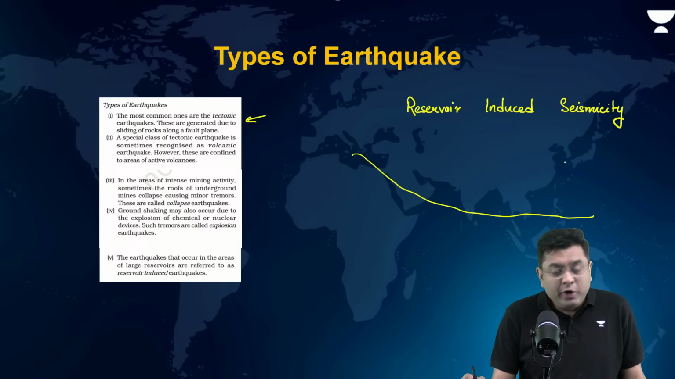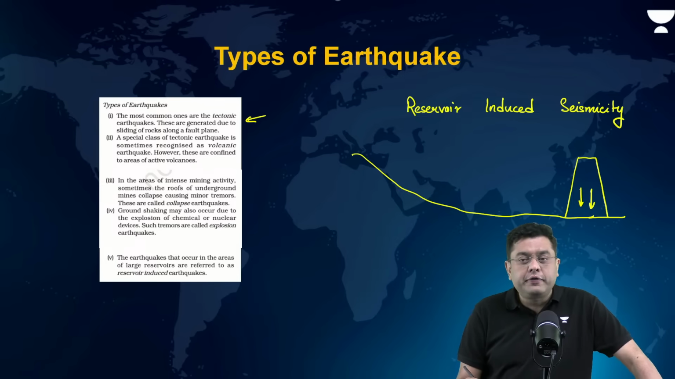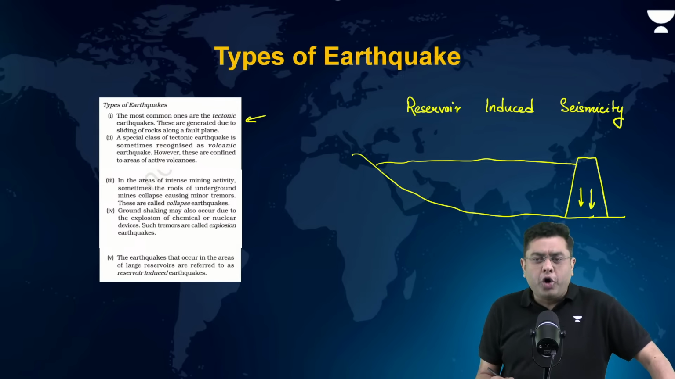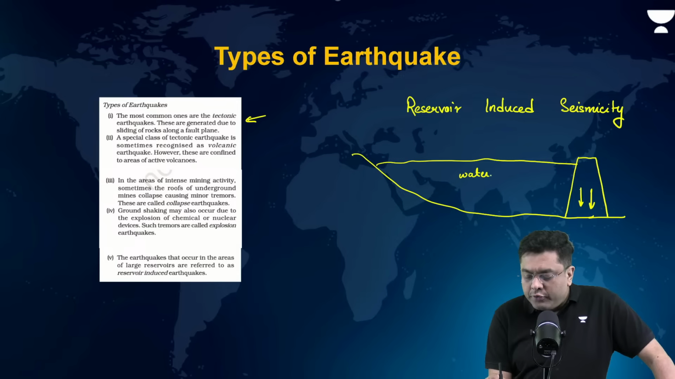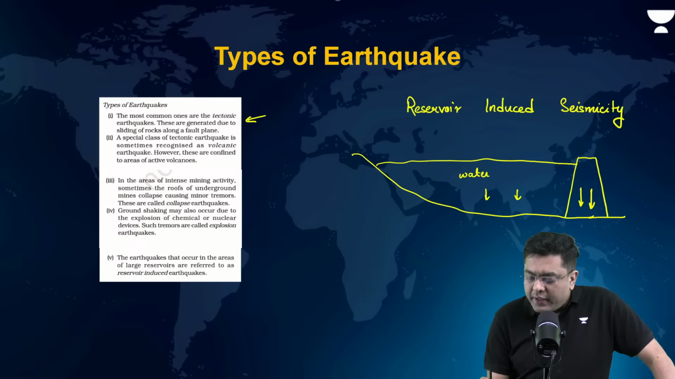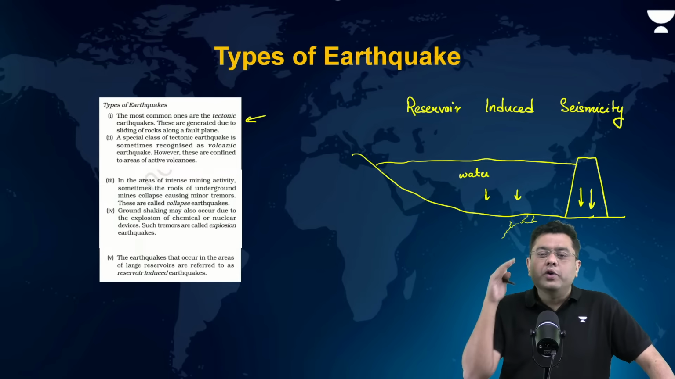Now, let's suppose this is the land. I have constructed a large dam. Now the dam will pile up a lot of concrete. This will put a lot of weight on the rocks. The rocks get deformed, isn't it? Plus, it will store millions of gallons and tons of water. This water will also impose a lot of pressure on the rocks. As a consequence, the rocks tend to develop certain cracks. And any movement within this is going to lead to earthquake.